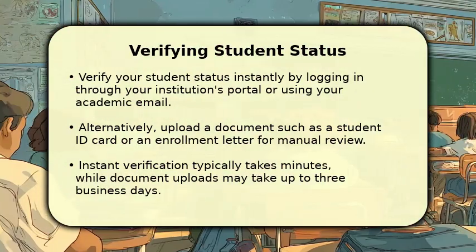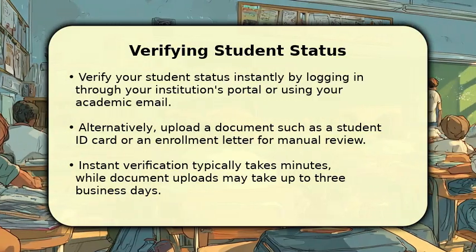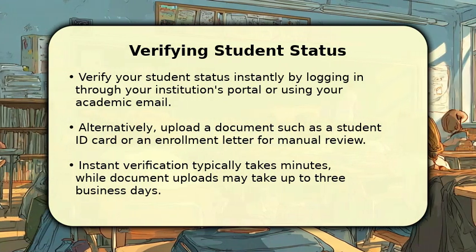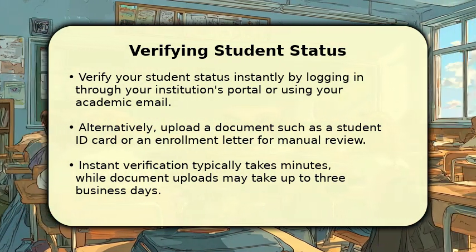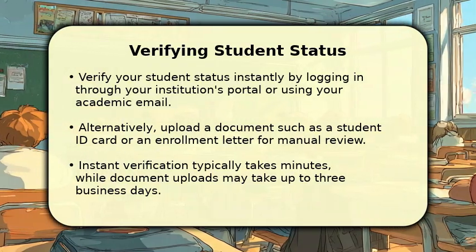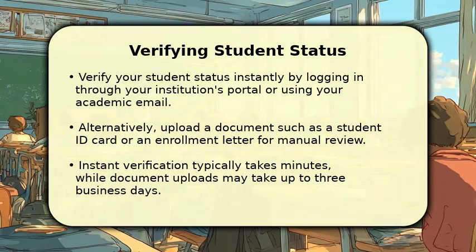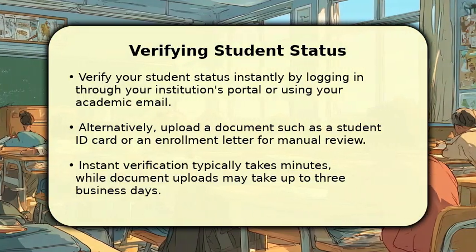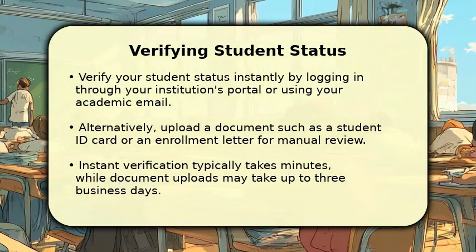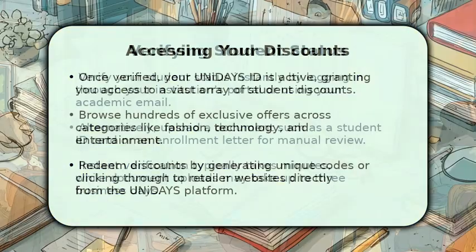The crucial step is verifying your student status. Unidays offers several convenient methods for this. You can typically verify instantly by logging in through your institution's portal or by using your academic email address. In some cases, you might need to upload a document, such as a student ID card or a letter of enrollment. This process usually takes only a few minutes, but document uploads might require up to 3 business days for manual review by their team.